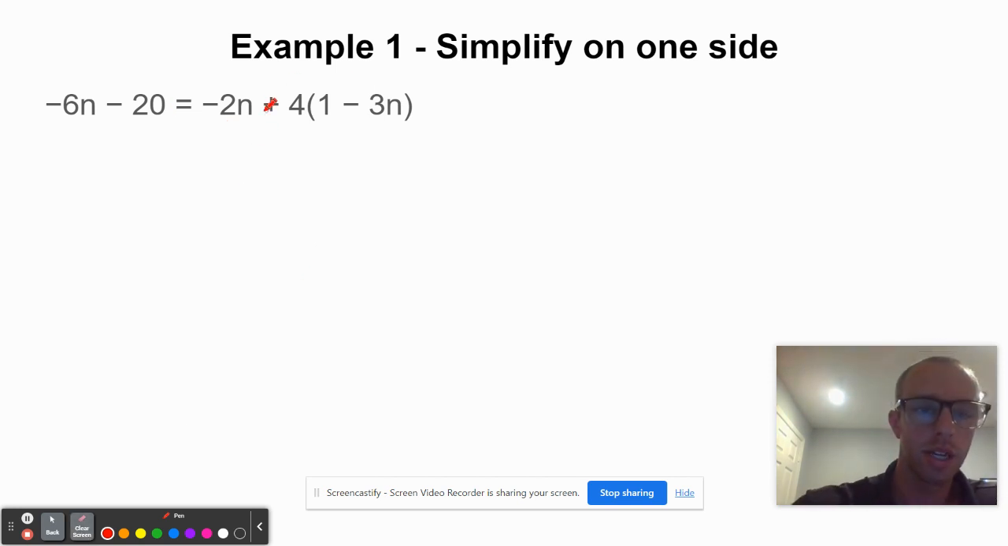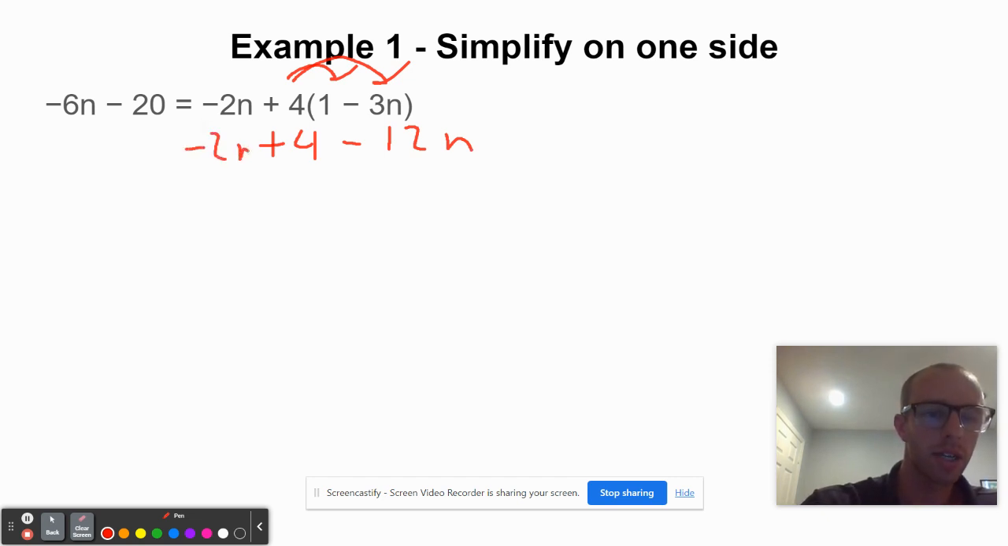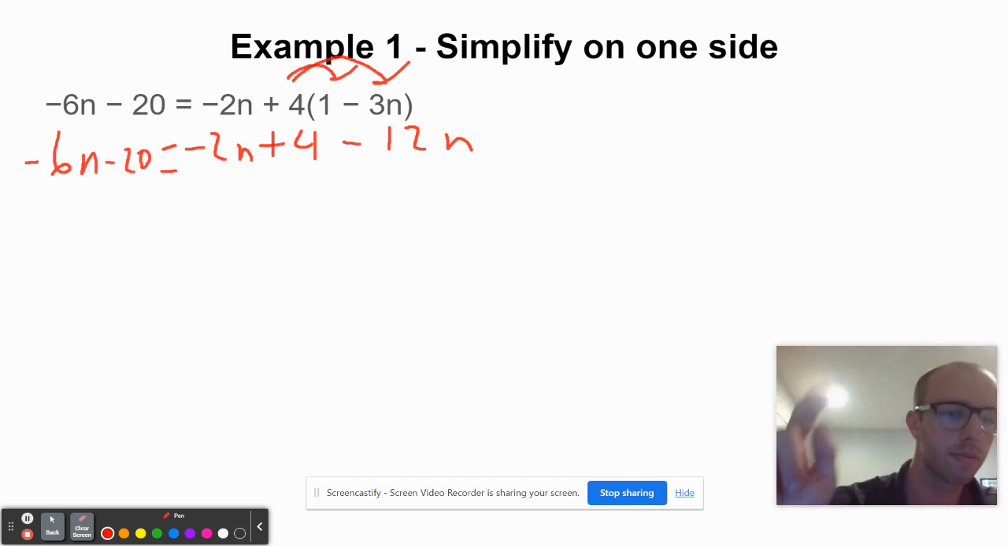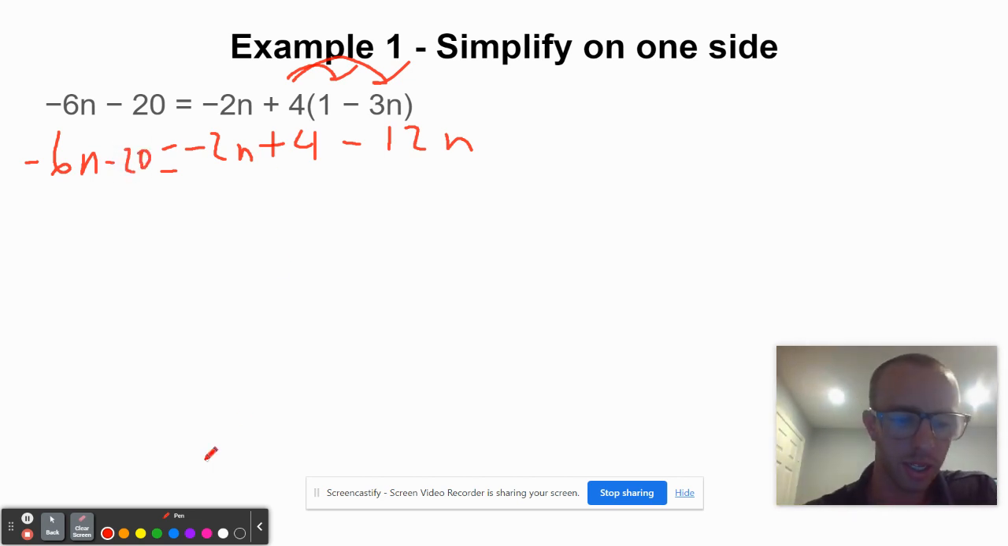That's going to start with distribution. 4 times 1 is positive 4. I have to distribute to both terms. 4 times negative 3n is negative 12n. I didn't use this negative 2n, so it's going to come straight down. I didn't use this whole side of the equation, so it still equals negative 6n minus 20. All right. Sorry, the writing's a little sloppy. I'll do better on this next line, hopefully.